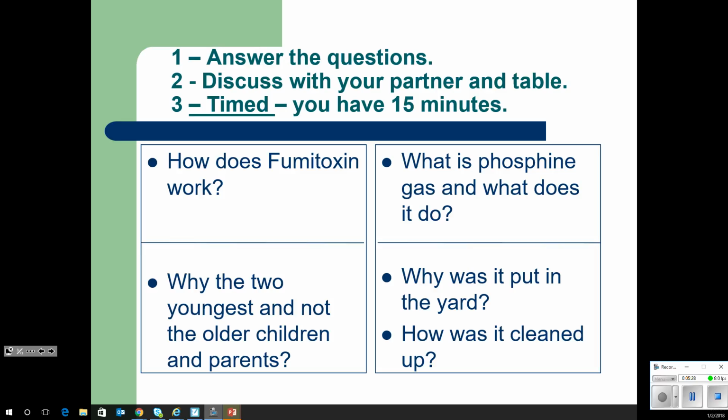Why was it in the yard? We decided it was in the yard for what? To kill the voles, because mom and dad hated those little tunnels that are everywhere in the yard. Okay, how did they clean it up?